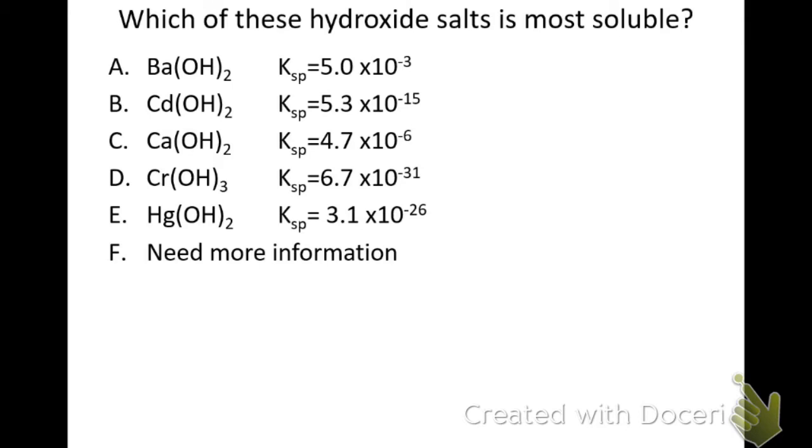Okay, so which of these hydroxide salts would you expect to be most soluble? The most soluble hydroxide salt is going to be the one with the largest KSP, which in this case is going to be barium hydroxide with KSP equals 5 times 10 to the minus 3. Remember that the smallest negative exponent is the largest number. So that means that this is the one that's going to go the most to the products, because remember this is written as a solid becomes aqueous ions.